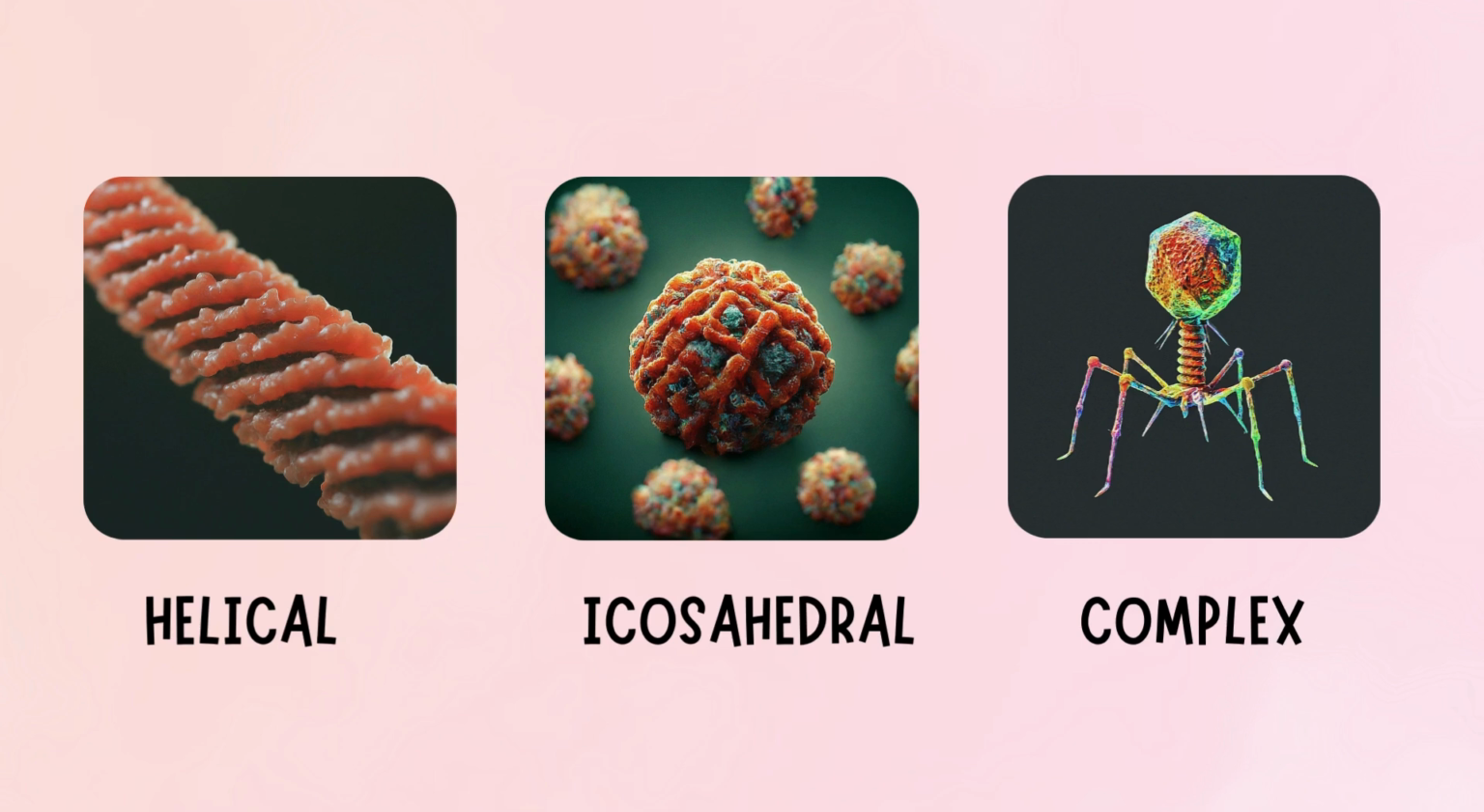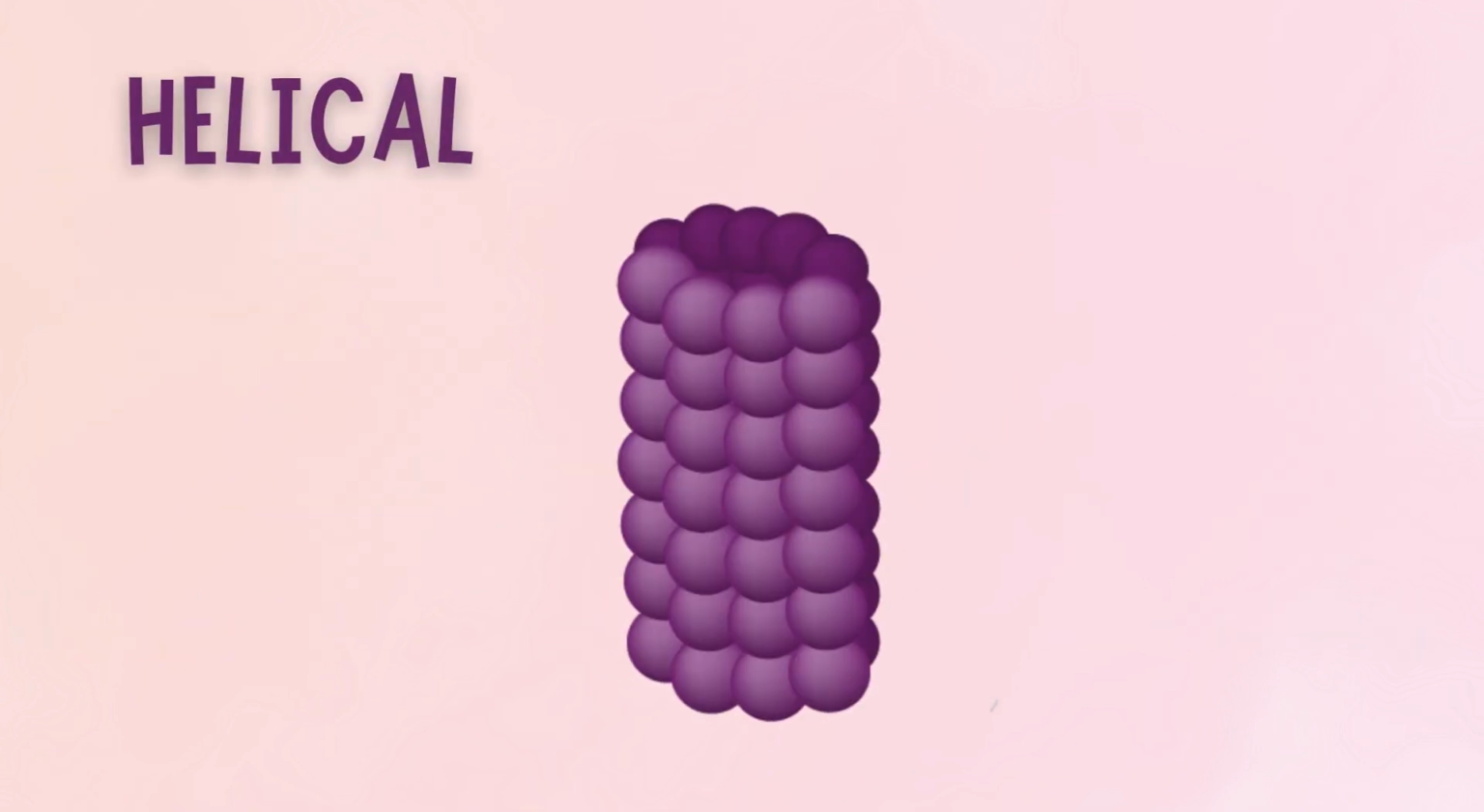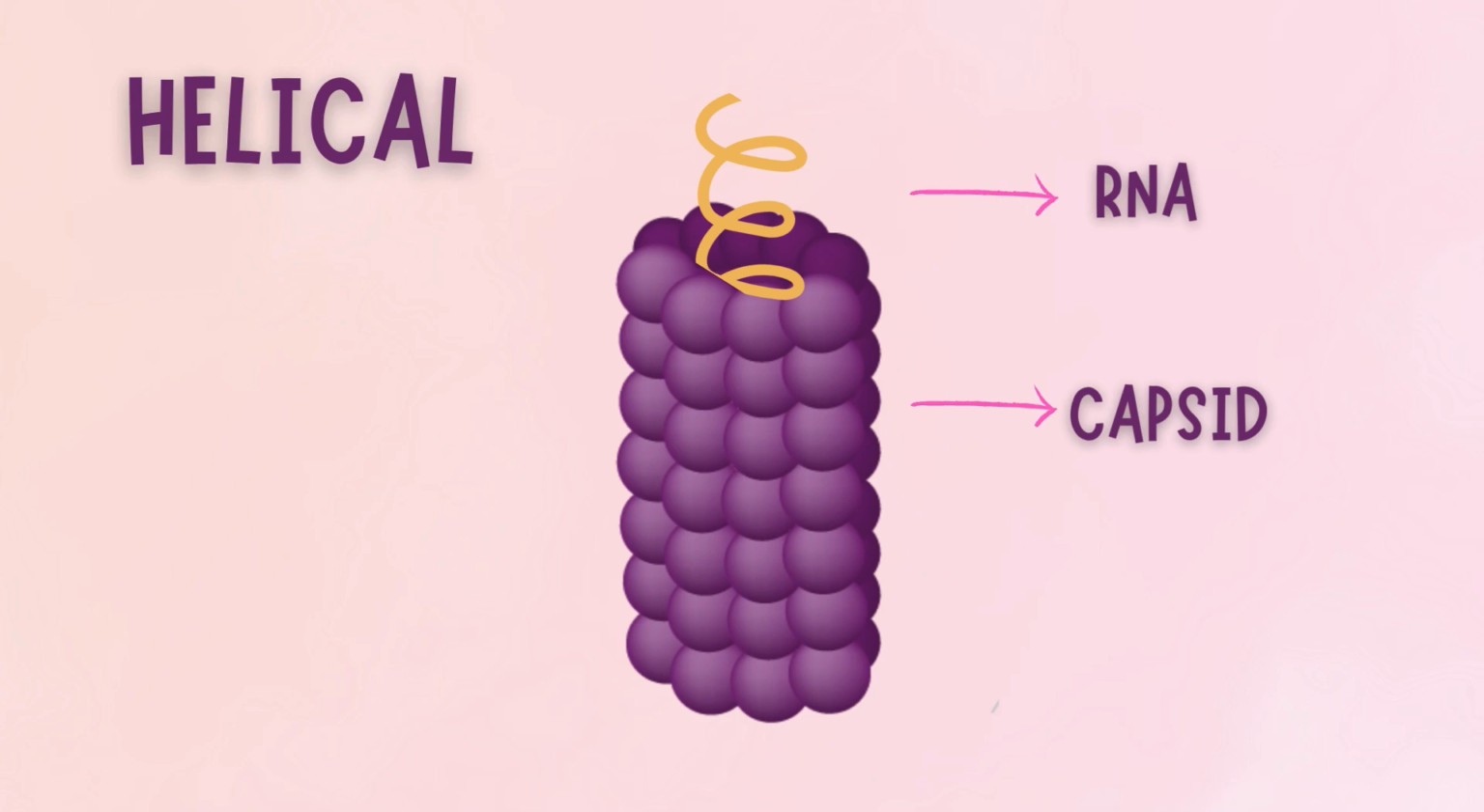So first, let's take a look at helical viruses. These are the viruses that have a rod-shaped or filamentous structure, and the viral RNA or DNA is coiled inside a cylindrical capsid, which is made up of repeating protein subunits that are called capsomers. And this helical arrangement forms a spiral resembling a spring.